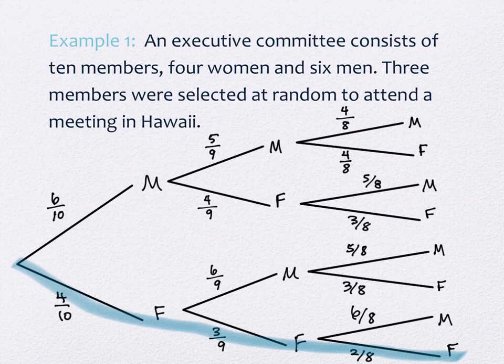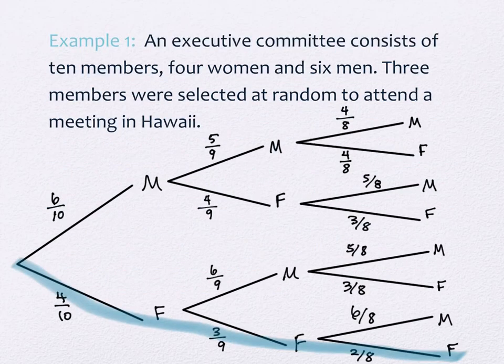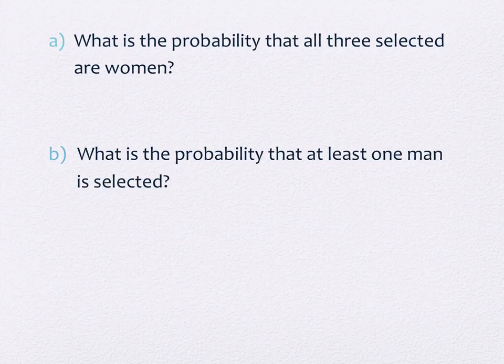All good? Okay, well, we had a theorem right here, 9.6, that says, for all multistage experiments, the probability of an outcome along a path, that's the blue I just highlighted, is equal to the product of the probabilities along that path. So that's telling me that in order to find the outcome I'm now looking for, I'm going to multiply those 3 probabilities together. 4 over 10, 3 over 9, and 2 over 8.